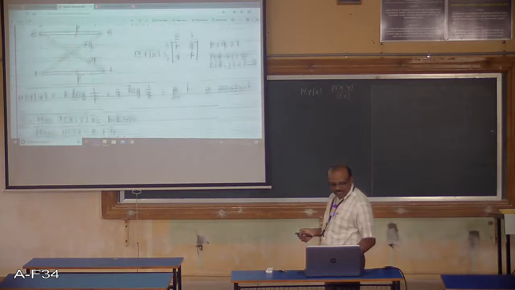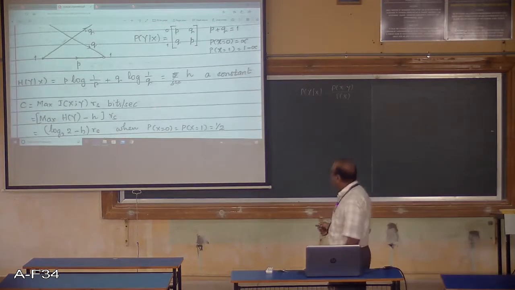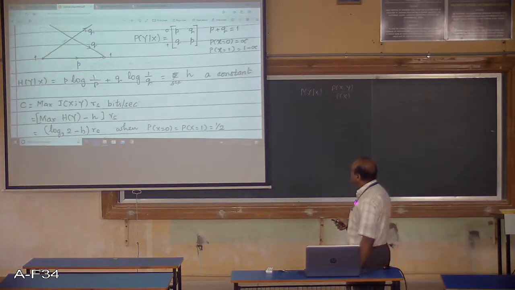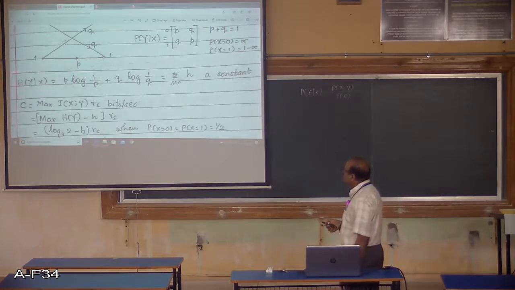So for such a binary symmetric channel, again H(Y|X) is p log 1/p plus q log 1/q, which is a constant. So here also it's symmetric. Elements of the second row are the same as elements of the first row, the only thing is the location is different. So the entropy H(Y|X) is the entropy of only one row's elements, which is h.